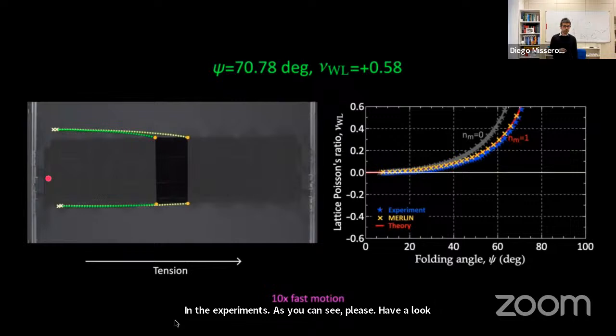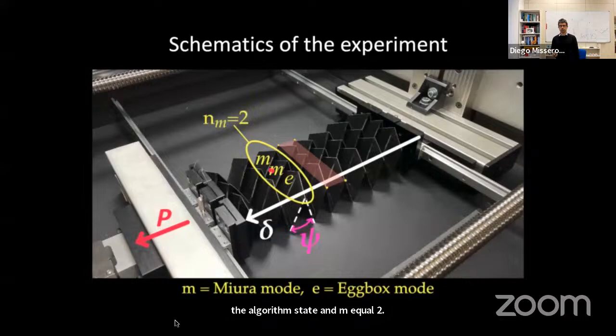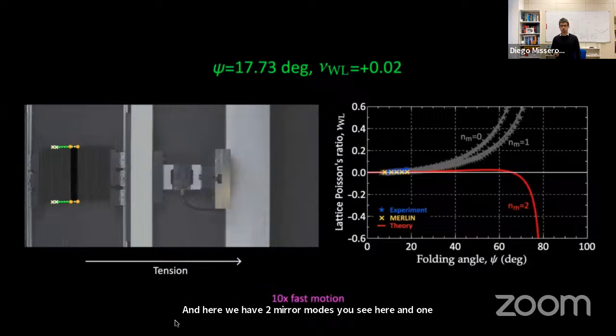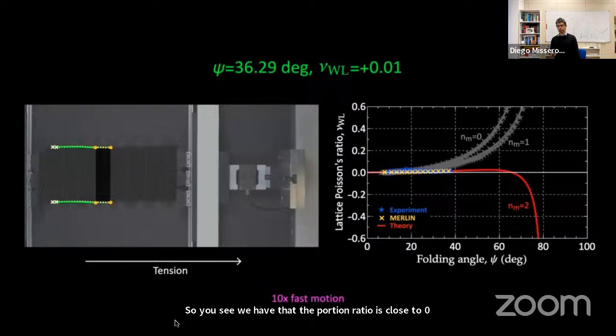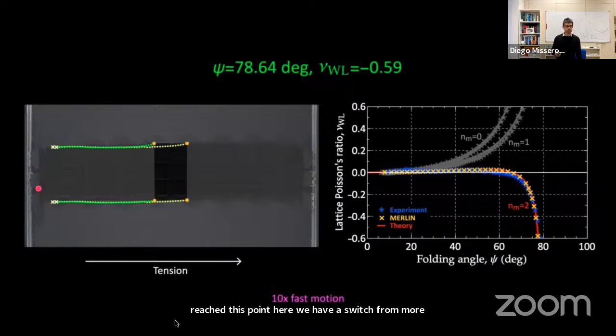Now let's see what is going to happen with the hybrid state and M equal two. And here we have two Miura modes, you see here, and one egg box mode. And the experiments are these. So you see, the Poisson ratio is close to zero over a wide deformation. But then once this point is reached, we have a switch from small positive to negative. And please have a look at the sliders now. You see, the sliders tend to open to capture this behavior.